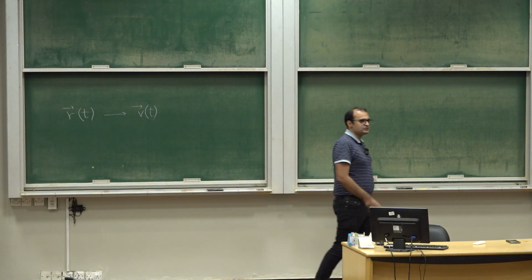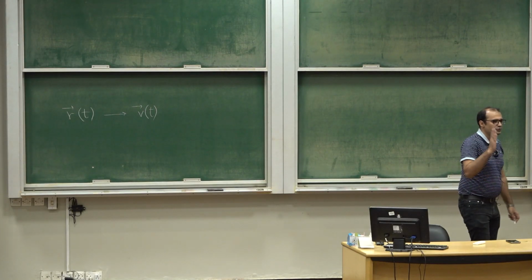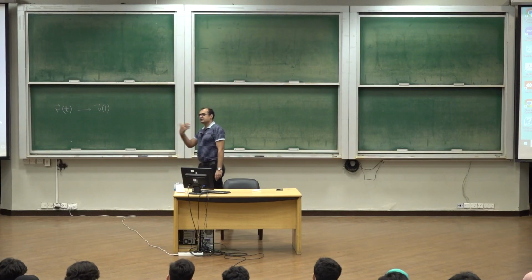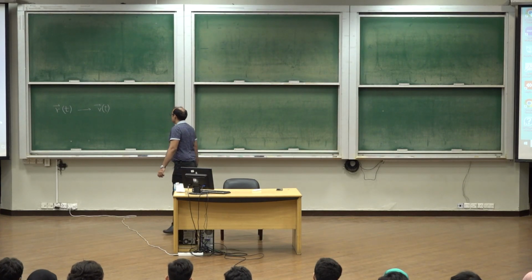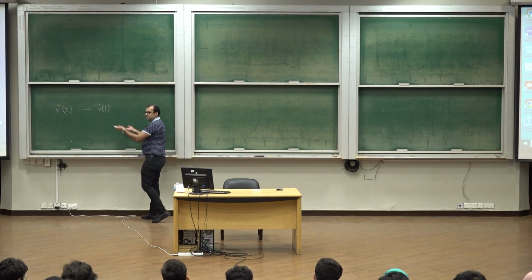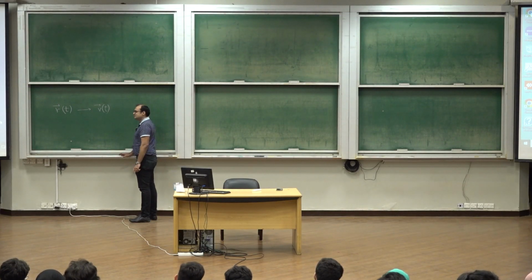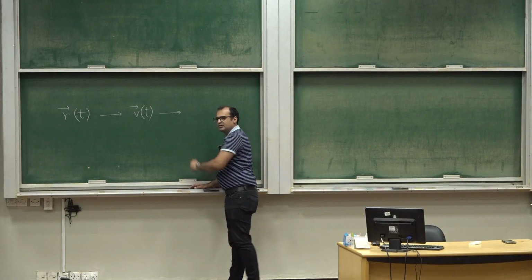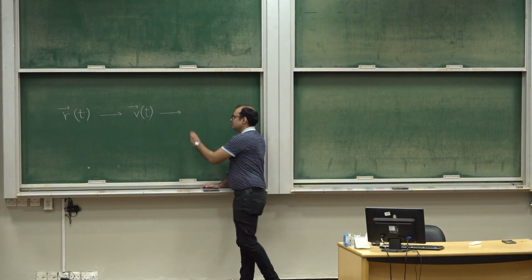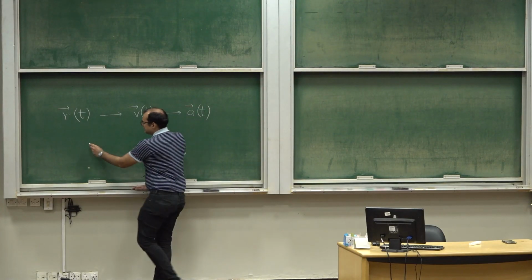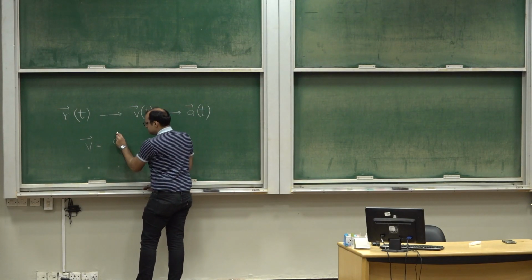V physically tells you something about the direction of motion. If you know v, you know essentially where the object is a short time later. So you have your rate of change of your position vector, which is the velocity vector, and from this vector you can figure out the acceleration vector, right? So the velocity vector is given as the derivative of the position vector.